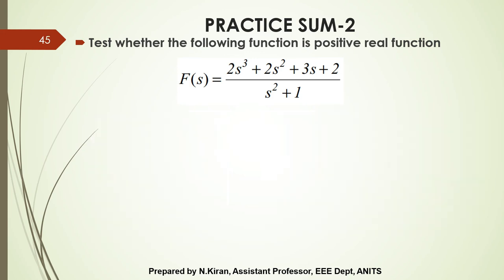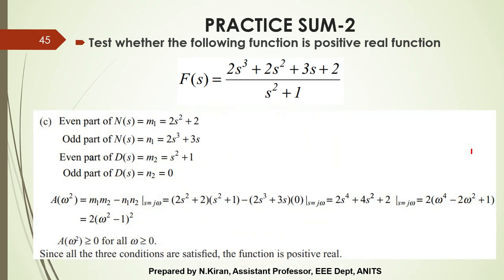I'll check for the third condition. Upon checking the third condition, the expression in this case I have obtained as 2 into omega square minus 1 whole square. So obviously for every omega this expression value is greater than or equal to 0. Hence it is a positive real function.